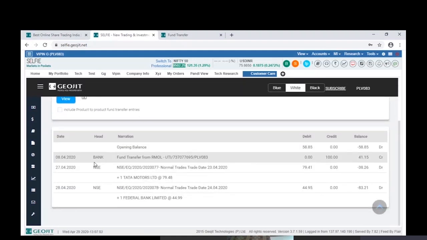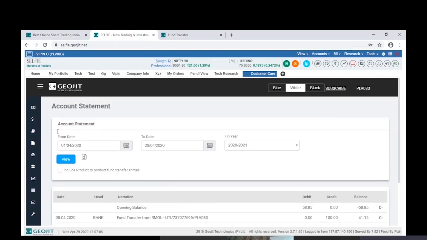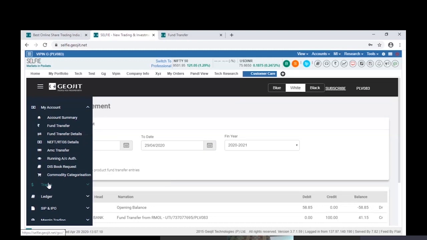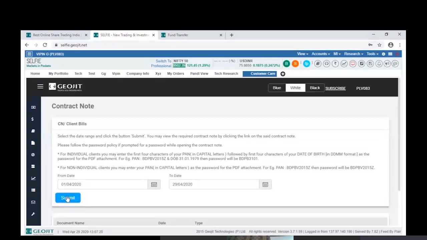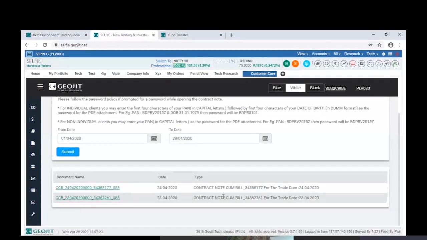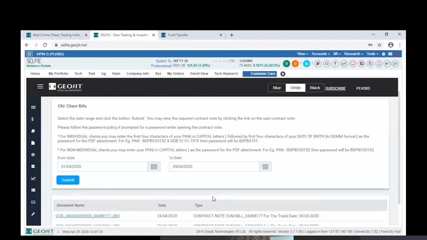Now, if you would like to know the bill details, or what we call a contract note, you can just pick it up from here. You can select the contract note from here, give the date range and click on submit, and you can download any of these bills and go through them at a later date.